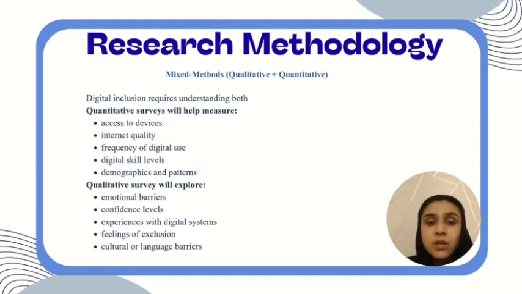However, qualitative insights cannot show the scale of the problem. For example, interviews may reveal that older adults fear online banking, but they cannot tell whether this is a rare issue or common across many ages. So, qualitative alone offers depth, but no generalizability. So, why did we use mixed method?